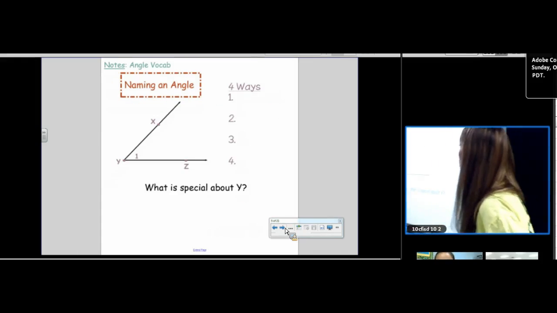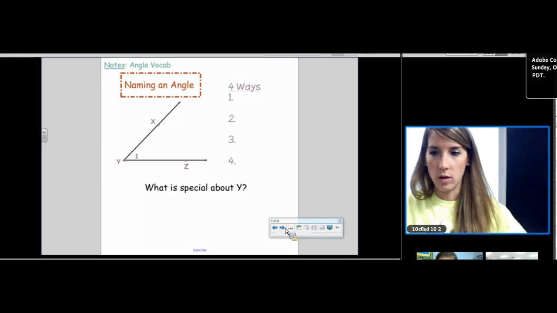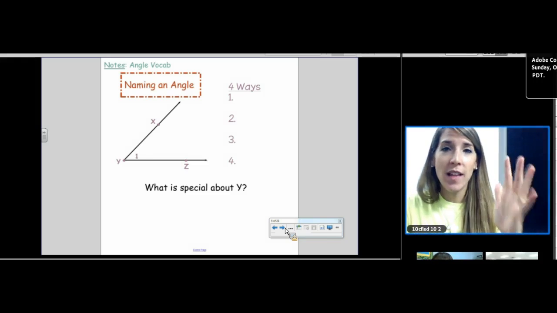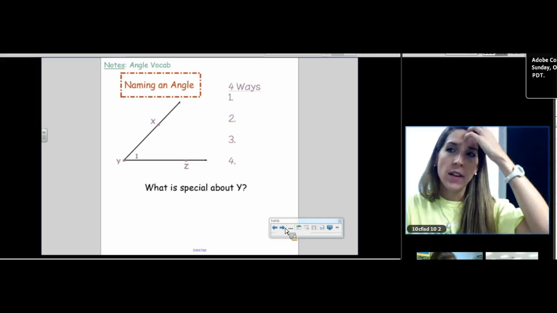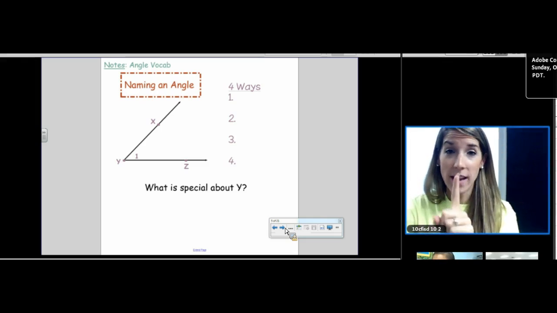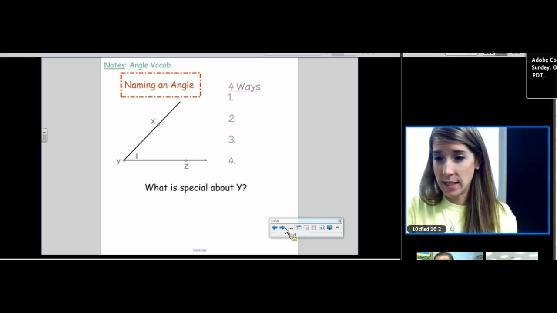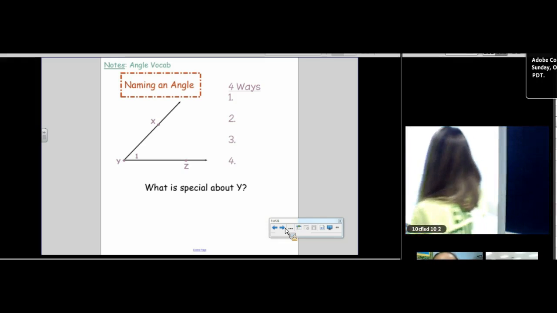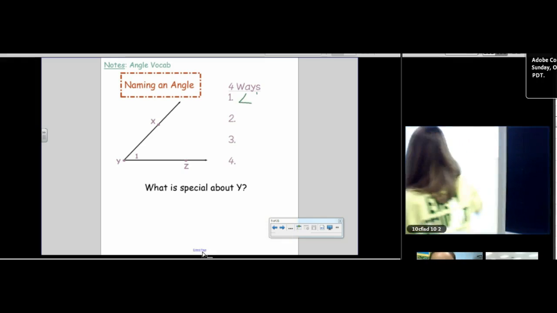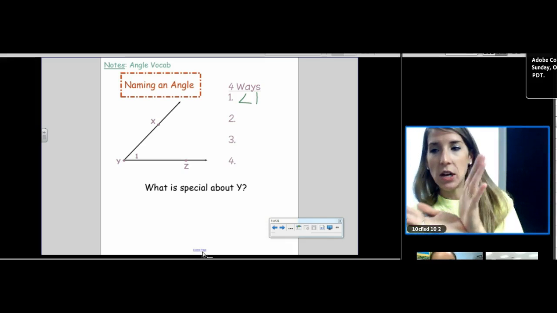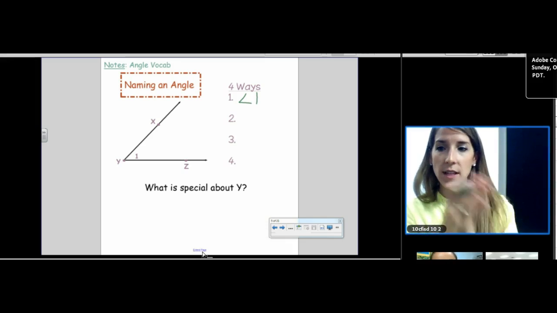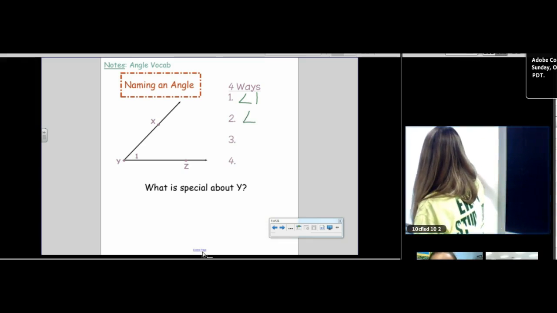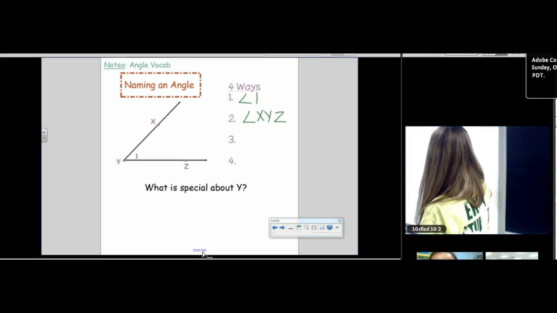There are different ways that we can name an angle. So remember, there were certain ways that we named a segment. Capital letter with a segment on top. There's a certain way that we name a point. Just 1 capital letter. So likewise, there's certain ways that we can name an angle. So this angle could be named multiple ways. I could call it angle 1 because there's a 1 in the interior of the angle. Notice how I put the angle symbol and then the number 1. Good. I could name it angle XYZ.